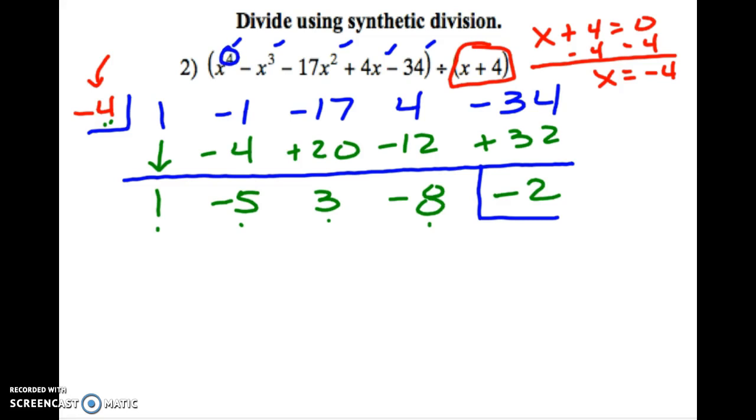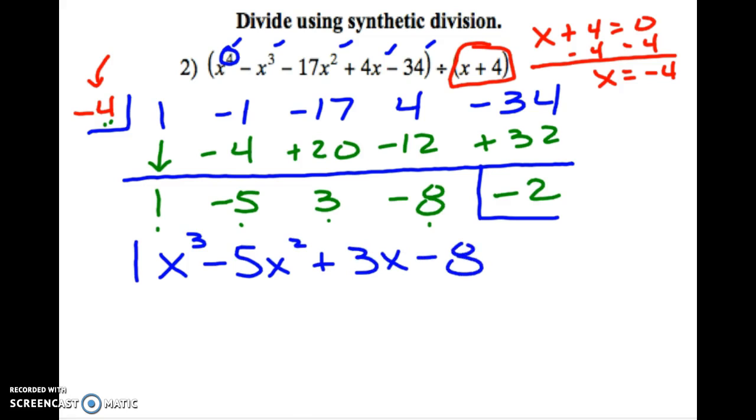This time the degree of what we're dividing is 4. So if we subtract 1, that means our first term is going to be a cube. So technically it's a 1x cubed. You may leave off the 1 if you wish. Then in descending order. So it'll be -5 in front of the x squared, 3 in front of the x, -8, the number in front of the box, will be the constant.